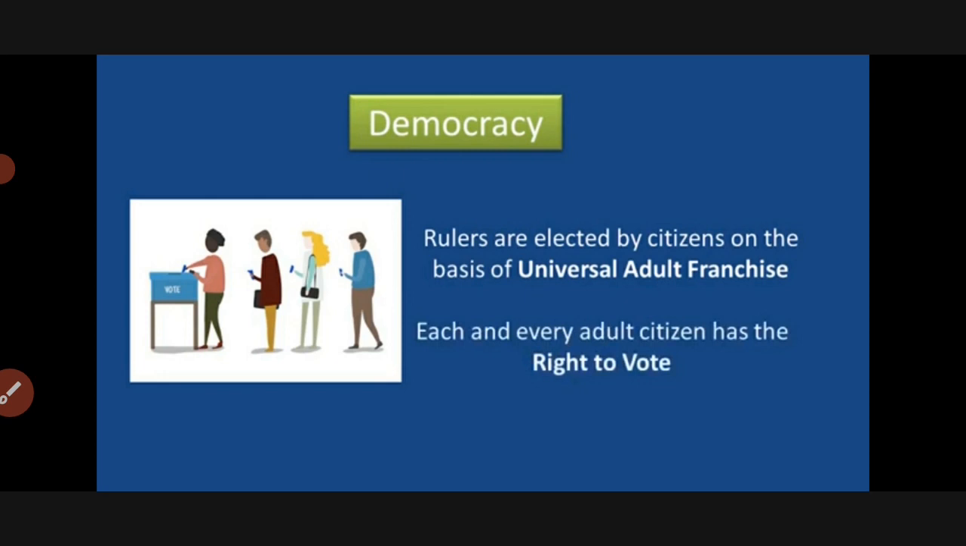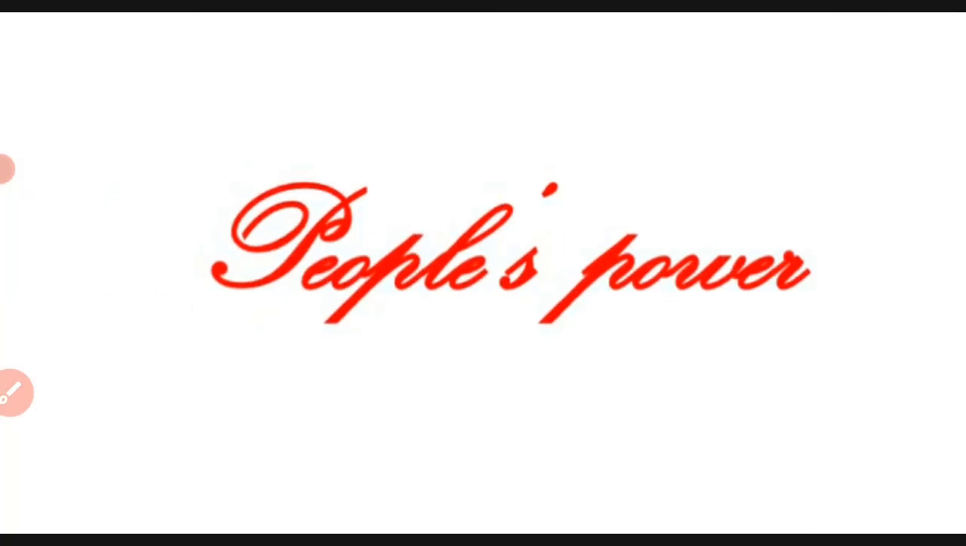So democracy is an ever evolving, ever changing concept. It accepts changes and assimilates new meanings as our understanding of equality and human rights grows with time. So as human beings keep on changing and growing, democracy also is such a concept which has kept growing and it will keep on growing. Now let us move on to the next topic, that is people's power.